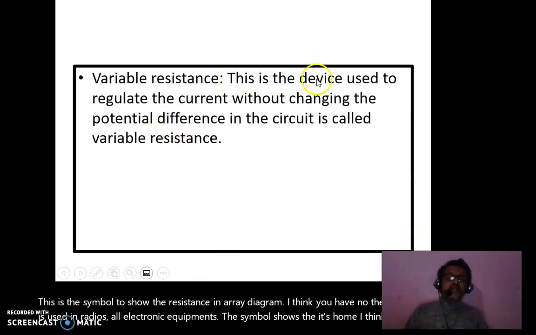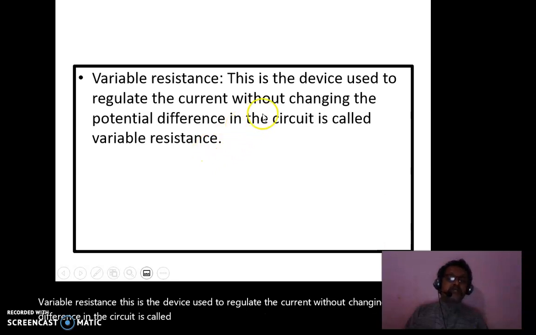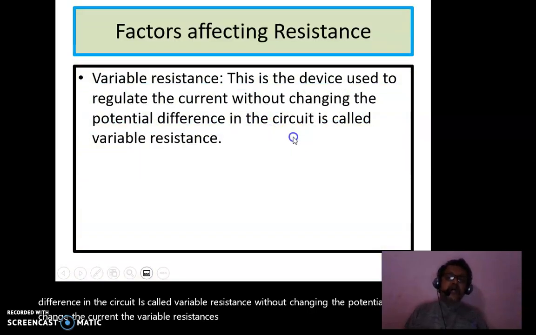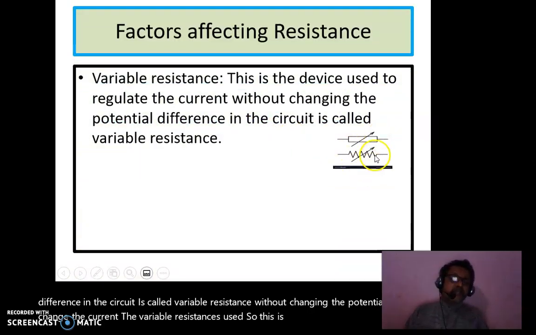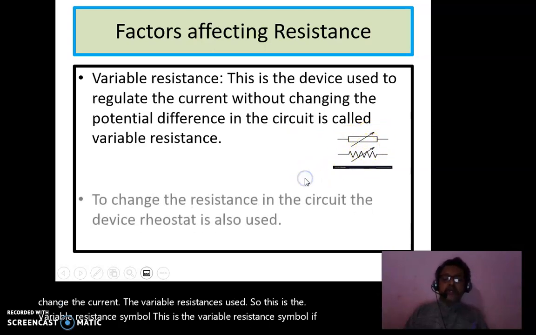Variable resistance. This is the device used to regulate the current without changing the potential difference in the circuit, and it is called variable resistance. Without changing the potential difference, to change the current, the variable resistance is used. So this is the variable resistance symbol. If you see that, that is variable resistance.